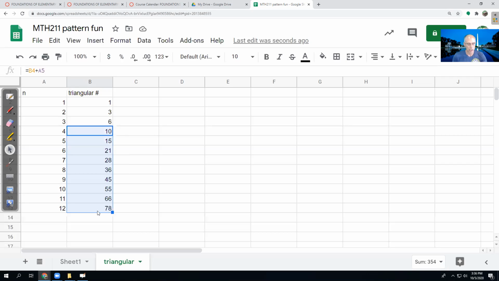So give that a shot on your spreadsheet if you are playing along. If not, this is being recorded, and you could try later.